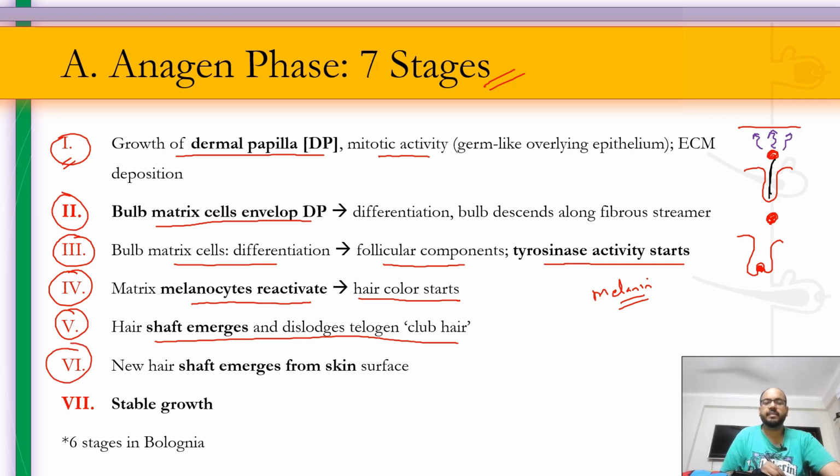In the sixth stage, a new hair shaft will emerge from the skin surface. So the new growing hair shaft will emerge from the skin surface, and in stage 7, a stable growth is reached and the hair will keep on growing. Clear? Now, Bolognia mentions around six stages, but in literature, I've even come across 8 stages, but the 7 are agreed upon. So we'll discuss only these 7 stages.